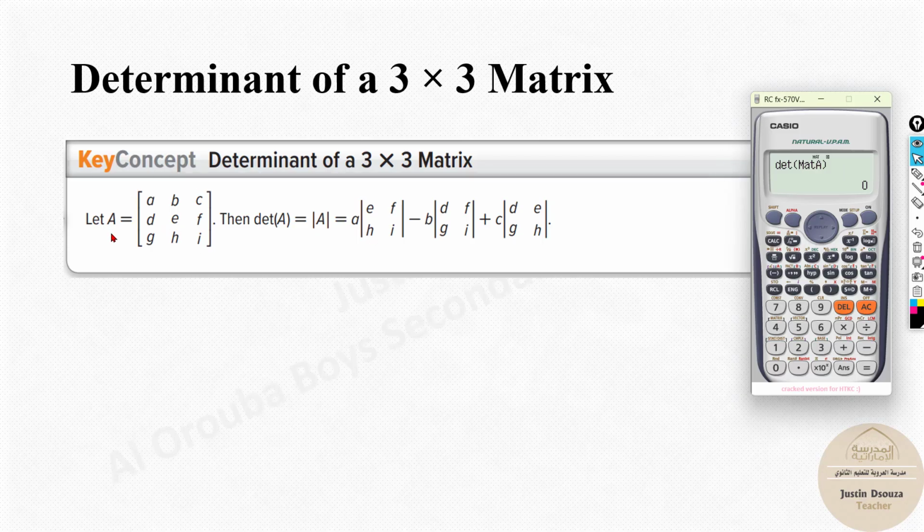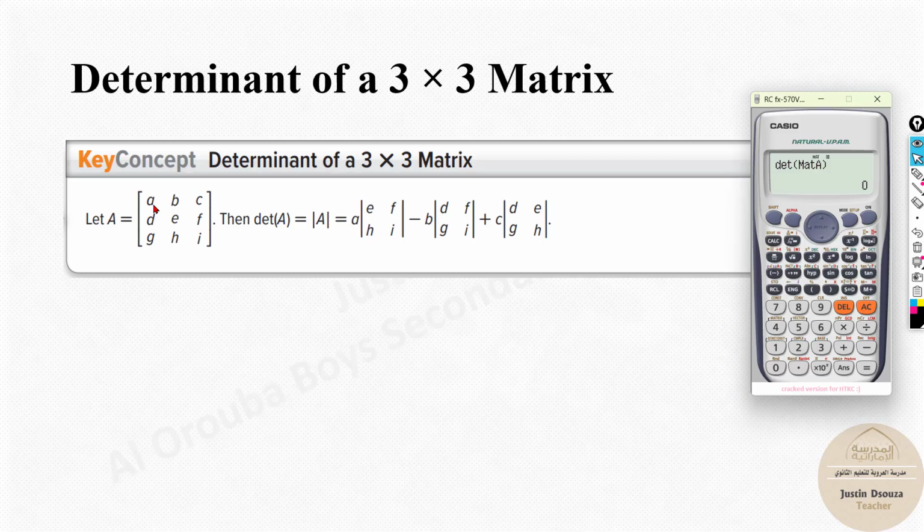Now here, the determinant is not so easy for 3 cross 3. You can see the complication. Even if you go to 4 cross 4 or 5 cross 5, it will take such a huge time to solve that you need a high-power, high-computing calculator or something like that. Otherwise, if you're doing it manually, it just takes forever.